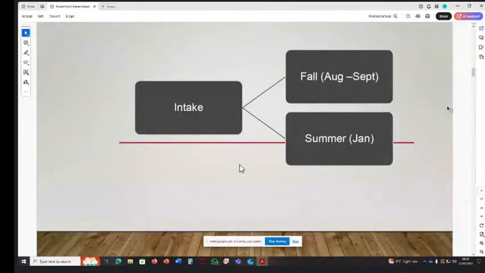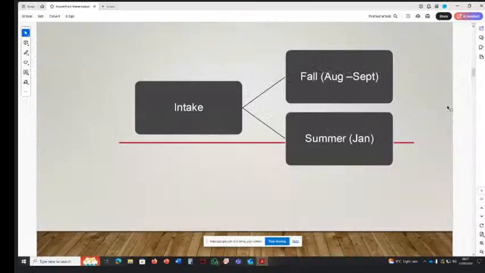Usually there are two intake sessions, the fall session and the summer session. The fall session is between August and September, and the summer session is around January after Christmas. Usually any university in the UK follows these two intake sessions, fall and summer. So if you are planning to go for the summer session, you need to start applying and proceed with all the things at least a year ahead.